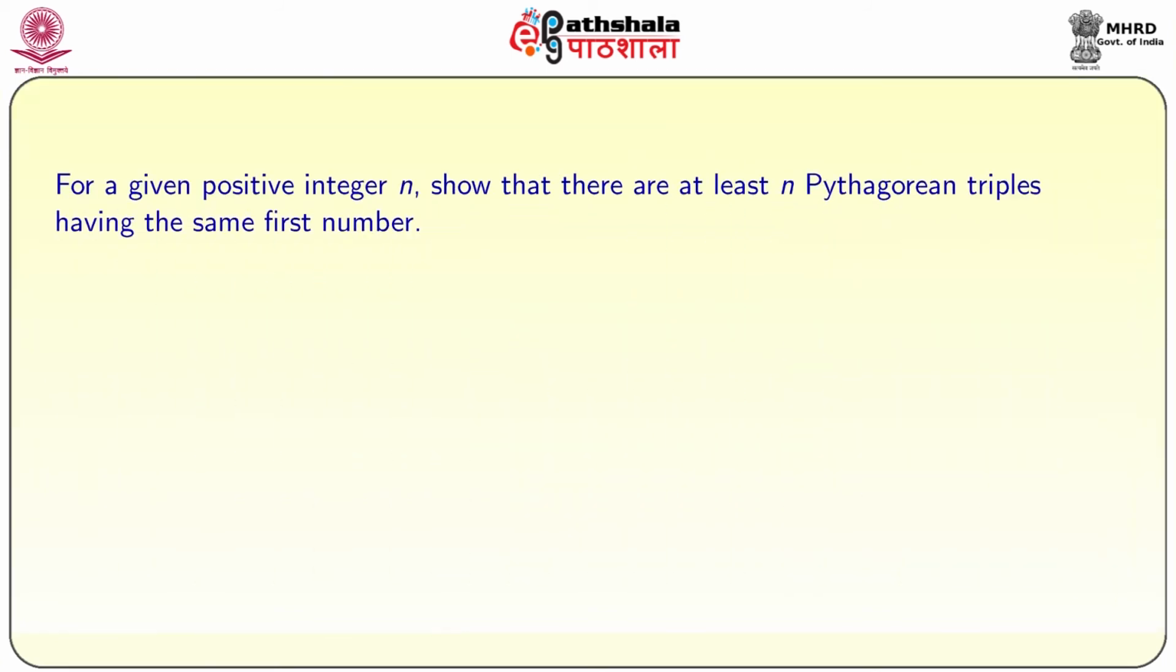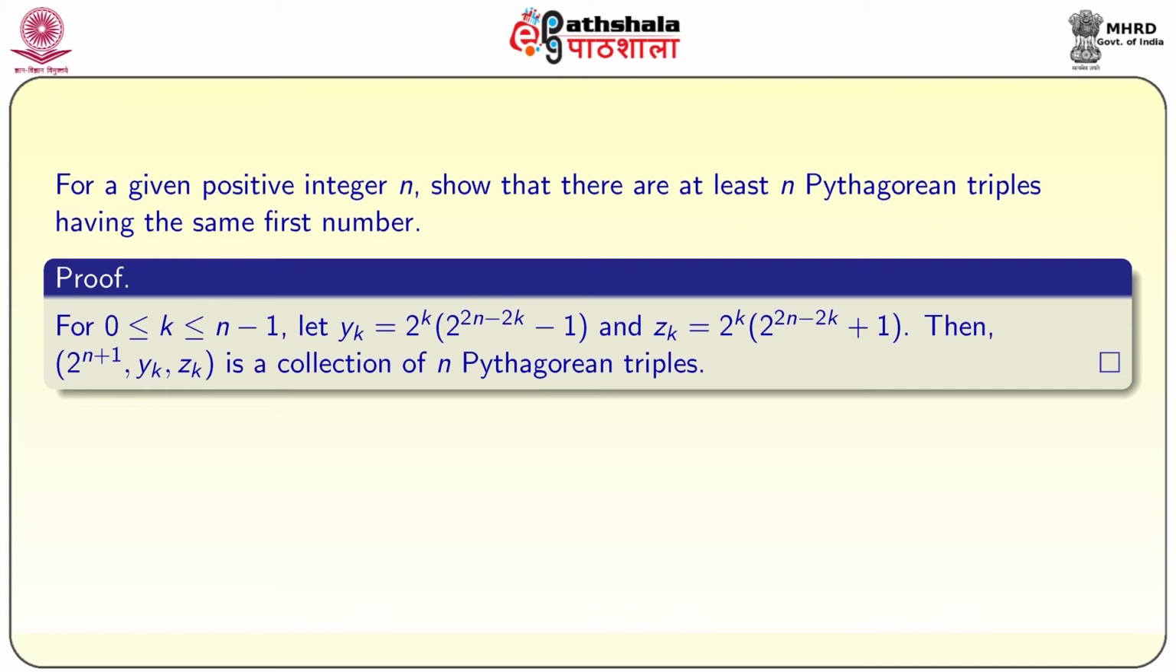Now, for a given positive integer n, show that there are at least n Pythagoras triples having the same first member. The proof is: for 0 ≤ k ≤ n−1, let us define y_k as 2^k(2^(2n−2k) − 1), and z_k is defined as 2^k(2^(2n−2k) + 1).